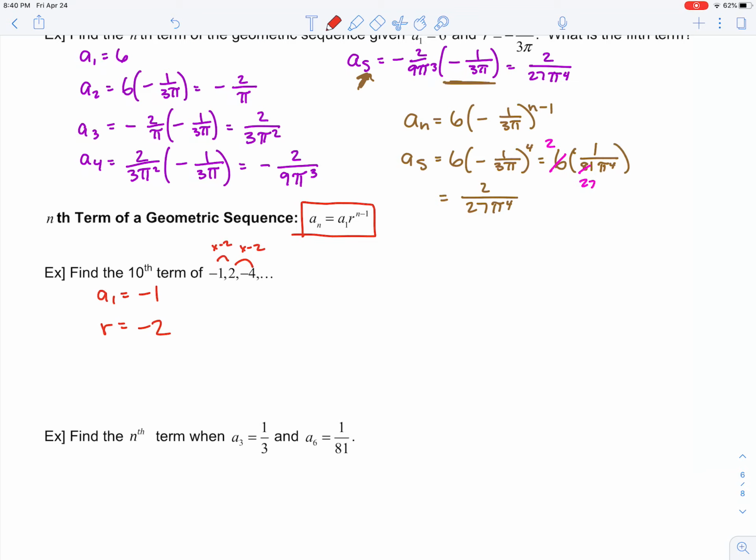So let's go ahead and write out the explicit formula for the nth term. So it's the first term, negative 1, times the common ratio to the n minus 1 power. So let's now find the 10th term using that formula. So I'm finding a sub 10. So I'll replace n with 10. So it's negative 1 times negative 2 to the 9th power. So it's negative 1 times negative 2 to the 9th is 512. Actually, it would be negative 512 because that's an odd exponent. So the 10th term is negative 512.